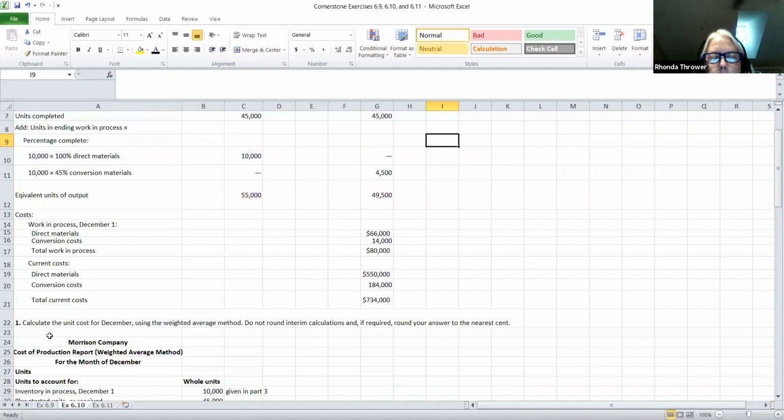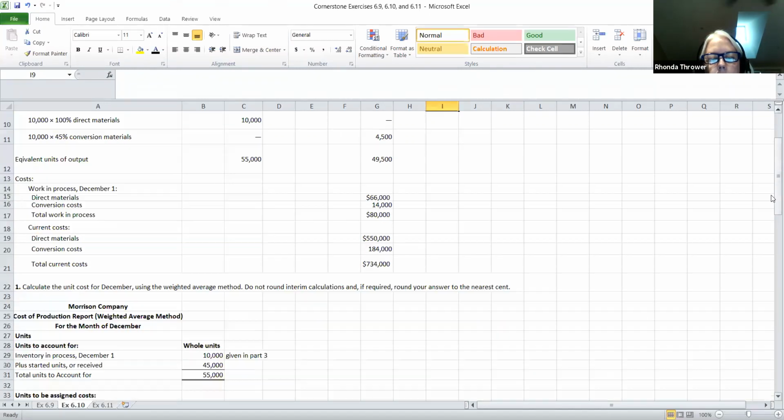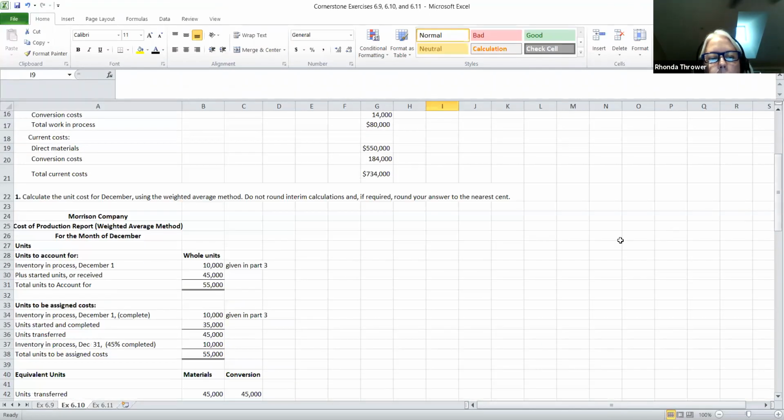Now in the requirements, what they want you to do is to calculate the unit cost for December using the weighted average method. And so what I felt like it was easiest to do was to get you to prepare a cost of production report so you would know where these numbers are coming from.